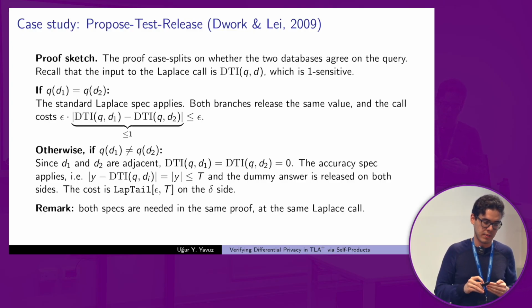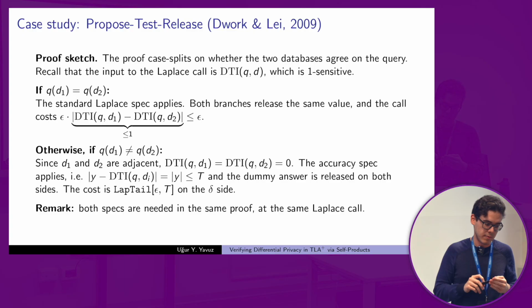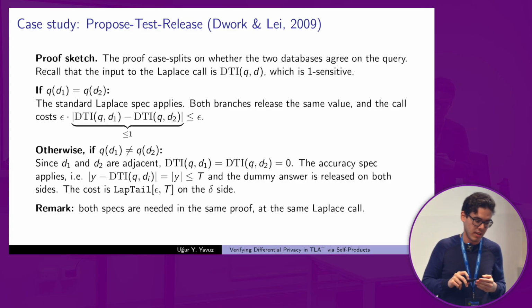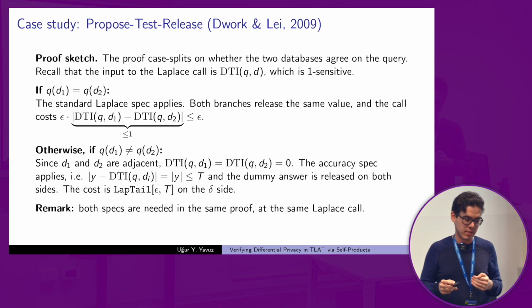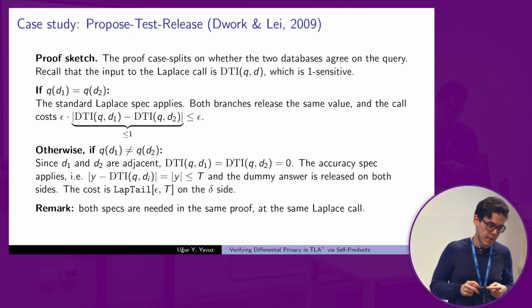Both branches of the if release the same value, either the agreed query answer or dummy on both sides, and the only cost we pay is at most epsilon on the epsilon budget, since the inputs to the Laplace call, which are the DTI values, differ by at most 1.